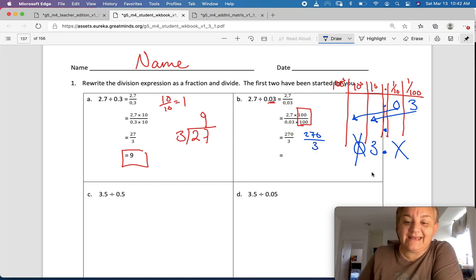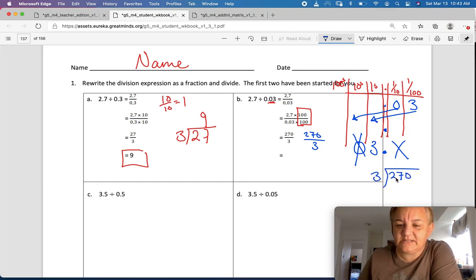All right. Now, 270 divided by 3. Well, 3 goes into 27 9 times. Okay. 9 times 3 is 27, but I still have a 0, so drop that down. 3 goes into 0 0 times. 0 times 3 is 0. Okay. And my answer is 90.